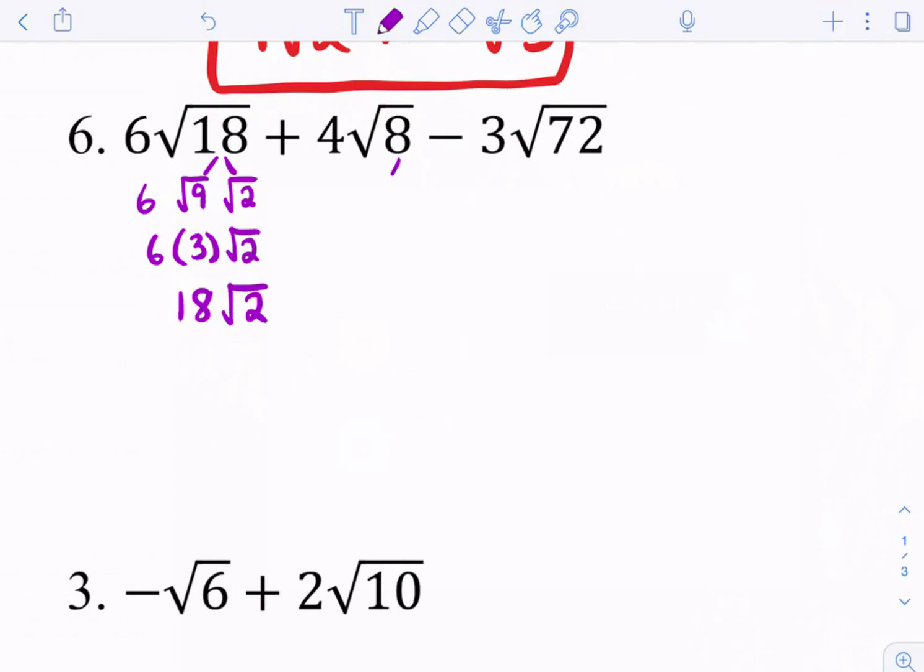Let's try and simplify this one. I have this 4. Now, how do I get to 8? I have 4 times 2. And the square root of 4 is 2. And then 4 times 2 is 8. So far, what do you notice? They are like radicals. Ooh, let's see if the last one's going to work.